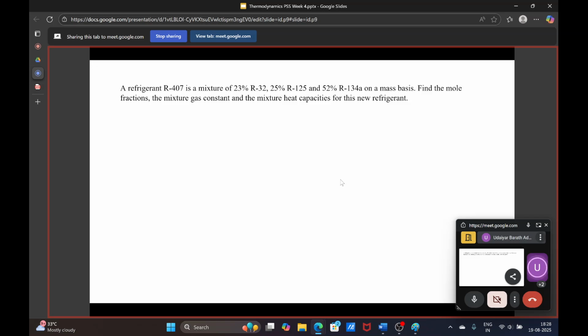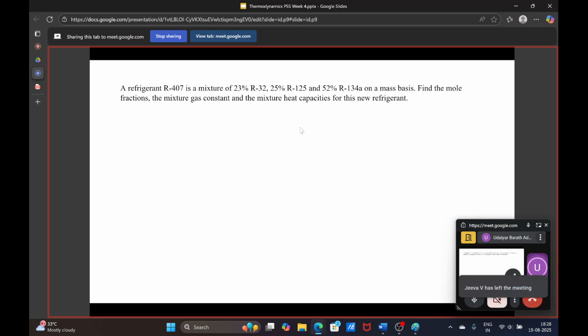Next question: refrigerant R407 is a mixture of 23% R32, 25% R125 and 52% R134A on a mass basis. These are all refrigerants. R407 is also a refrigerant, and similarly R32, R125 and R134A are all refrigerants. These are a blended mixture of this composition: 23% by weight of R32, 25% by weight of R125 and 52% by weight of R134A, mixed in that proportion to make this refrigerant R407.